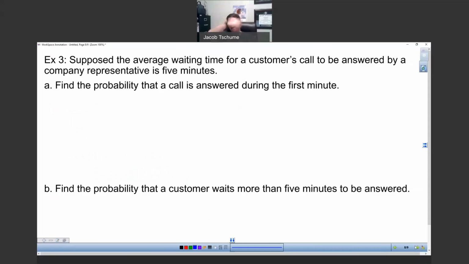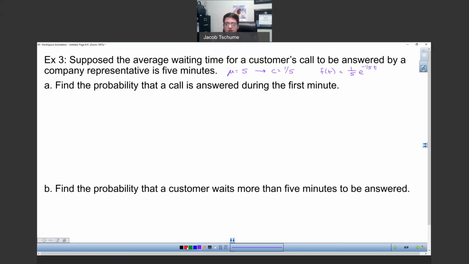So suppose the average waiting time for a customer's call to be answered by a company representative is 5 minutes. So question A, find the probability that a call is answered during the first minute. That's pretty quick. All right, so if the average is 5, how often does your call get answered in the first minute? Well, if they're claiming the average to be 5, that means that our C value would be 1/5, and our exponential density function would be 1/5 e to the negative 1/5 t.